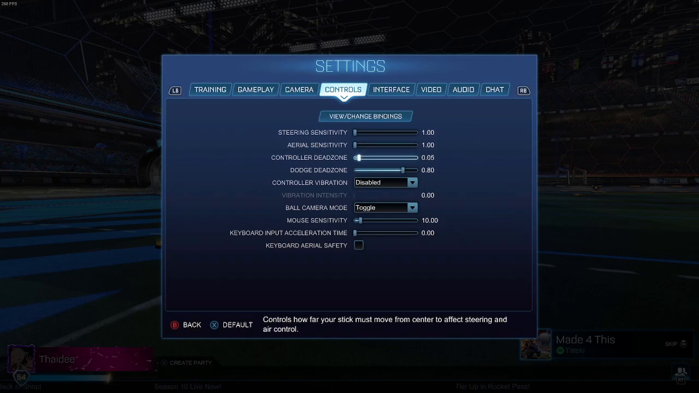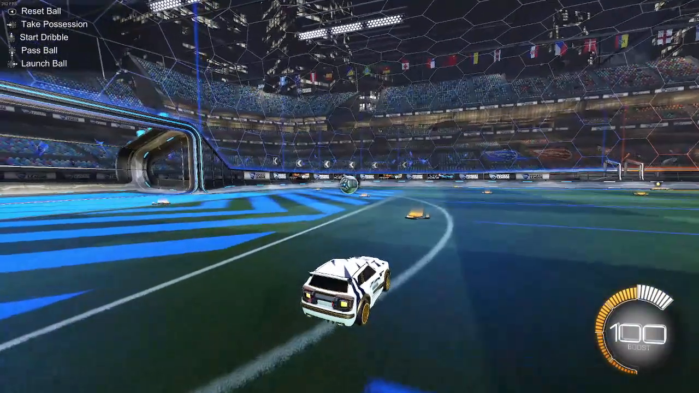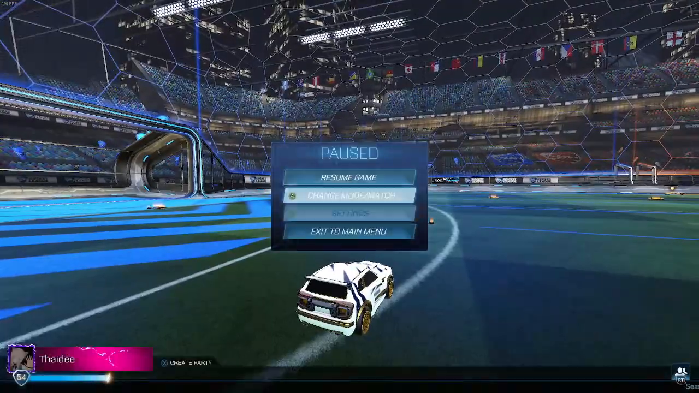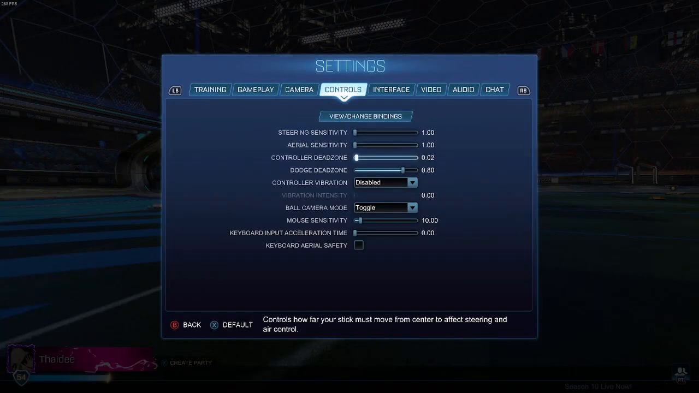Now, controller dead zone, typically you want this as low as possible before you get stick drift. So for instance, if I put this all the way down to 0, you can see how my camera's shaking, right? That's what I'm talking about. So you want this as low as you can get without stick drift. For me, I have it around 0.07, but most people have the lowest around 0.05, and the highest will be around 0.15. Typically, it's going to be between 0.05 and 0.1.